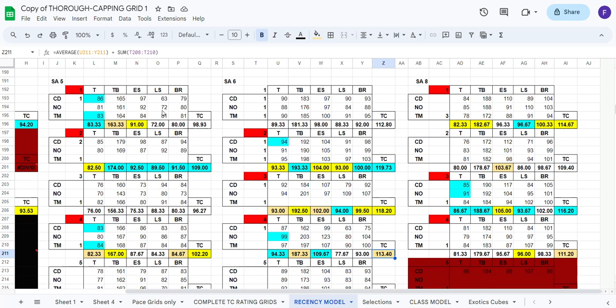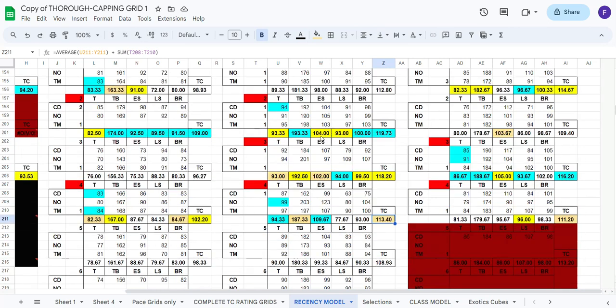Might be able to find a horse that doesn't fit into a particular race, whether the horse belongs in a higher level or belongs in a lower level, just by getting familiar with the ratings themselves. So let's take a look at race 6.